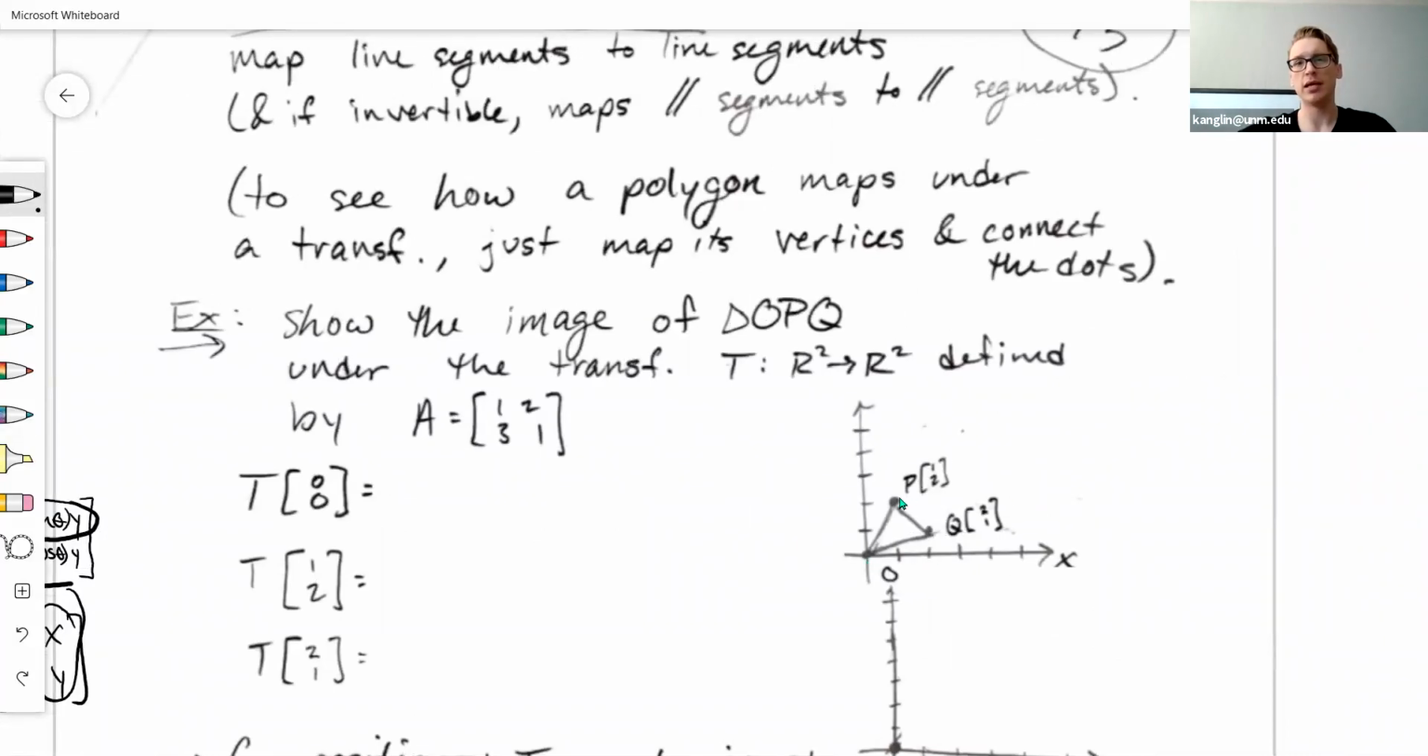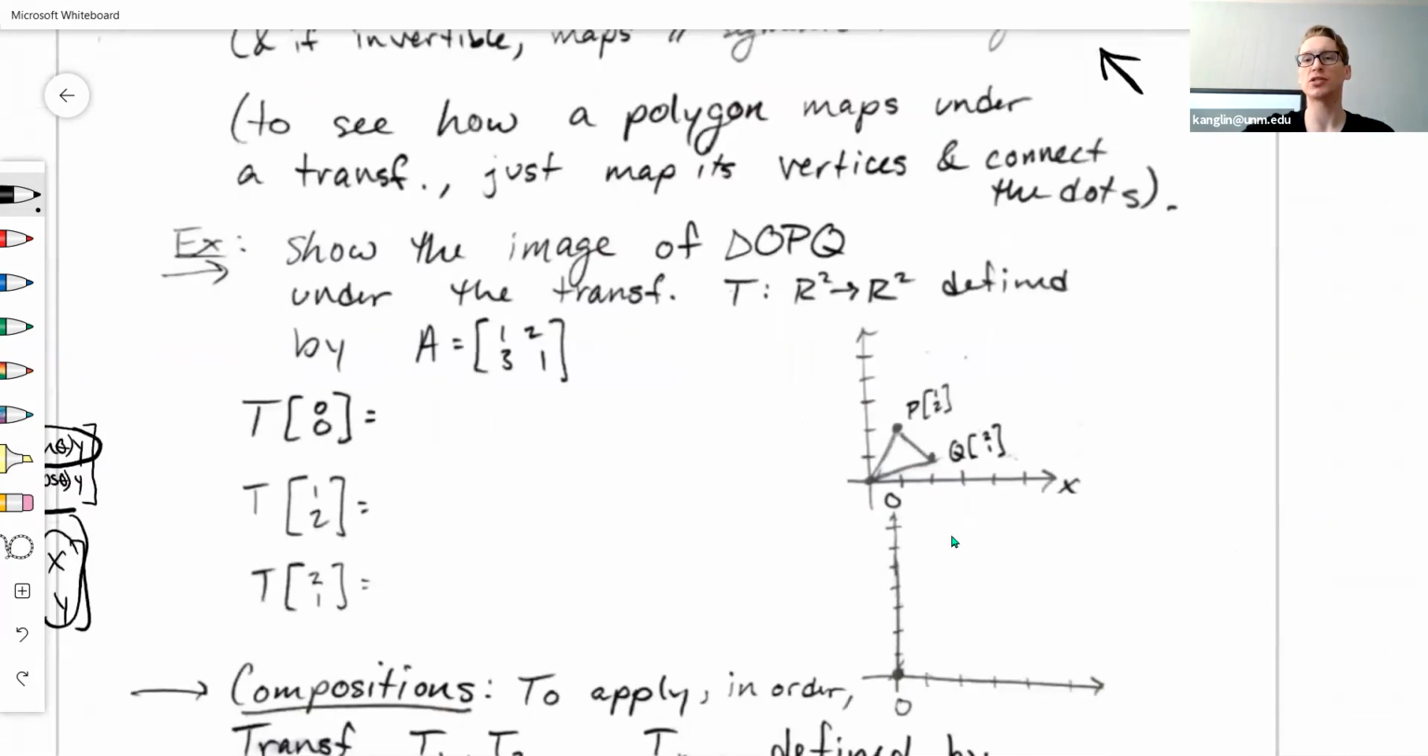O is the origin, P is the point (1, 2) in the domain, Q is the point (2, 1) in the domain. So we've got this little triangle with those points, OPQ, as the vertices. Now, all I'm going to do to see the image of every point on this triangle under T is this: I don't have to plot and run every point that sits on this boundary through the transformation. Just run the vertices through the transformation.